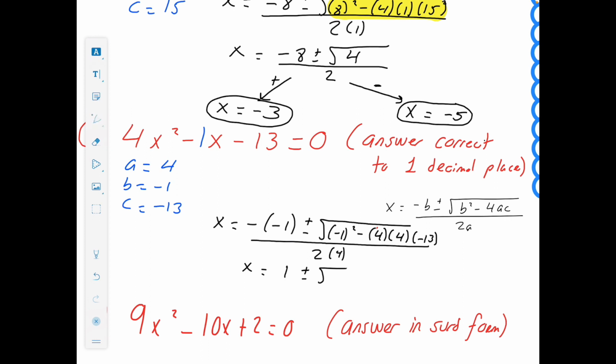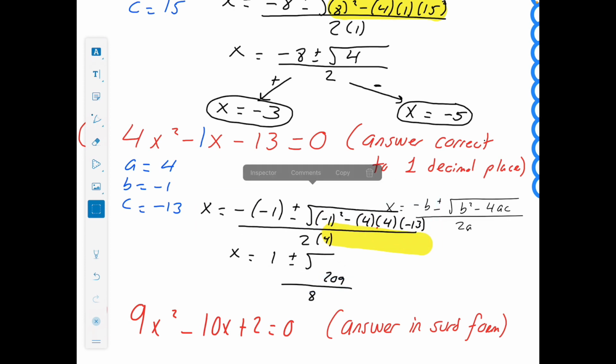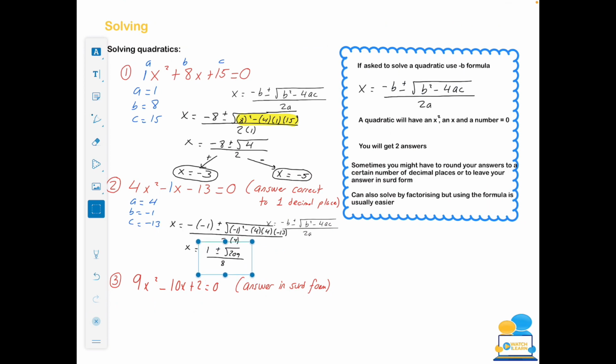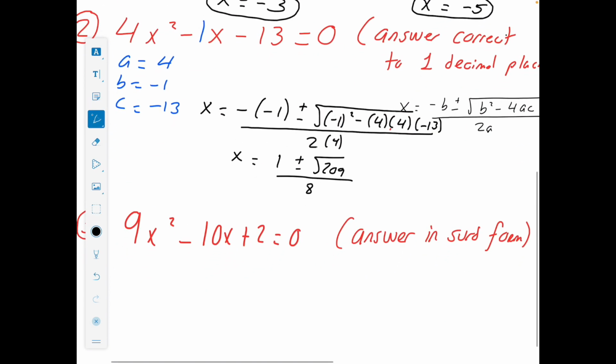So x is equal to minus 1. So minus by a minus gives me a plus. So that'll be 1 plus or minus the square root. Now, again, I'm going to put the numbers that are under the square root, so just this, into my calculator without the square root. So I'm going to say minus 1 to be squared minus 4 by 4 by minus 13. So it's the square root of 209, all over 2 by 4, which is 8. Okay, so I try and move things up here to give myself a little bit more space.